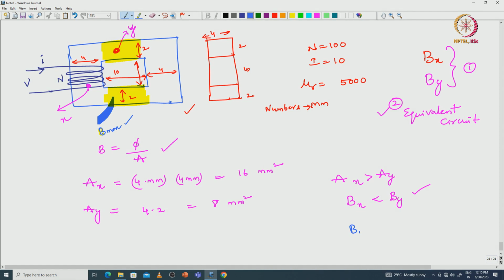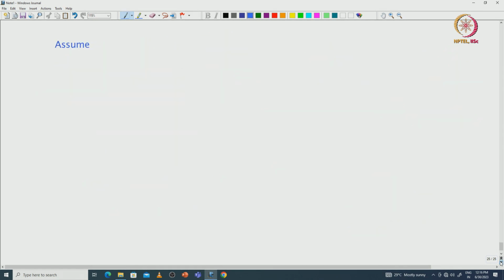So, B max we can consider as By. So, from B max, the flux density at point y is equal to 1.25 Tesla. The flux density at point x we have to calculate.